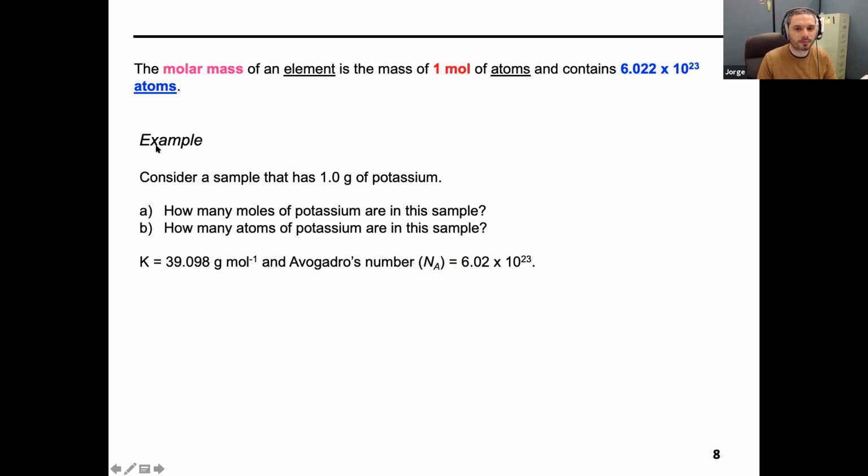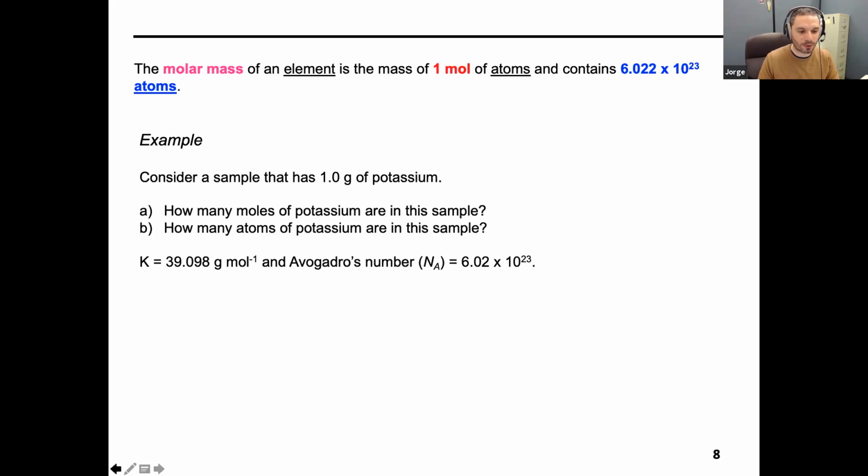Okay, so remember that the relationship now it's a little bit more complex. The molar mass of a given element is the mass of 1 mole of atoms of this element and contains 6.022 times 10 to the 23rd atoms. So let me show you how that works with an example. Consider a sample that has 1 gram of potassium.